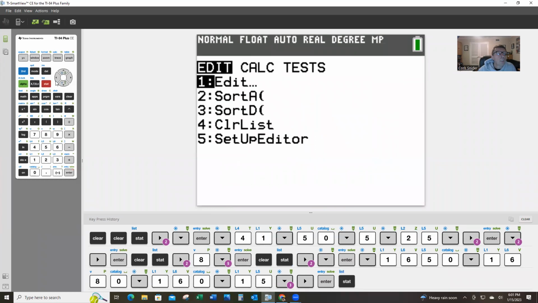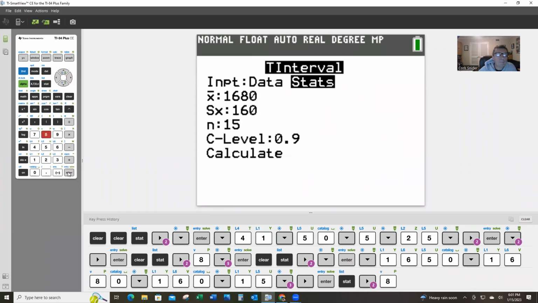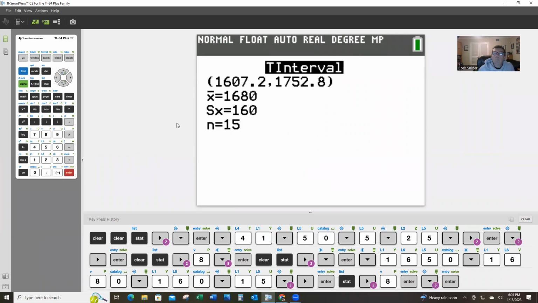We'll go to stat tests and T-Interval, number 8. I think I got it all right there. It's all written down perfectly. All right, good. Hit calculate and boom, there it is.